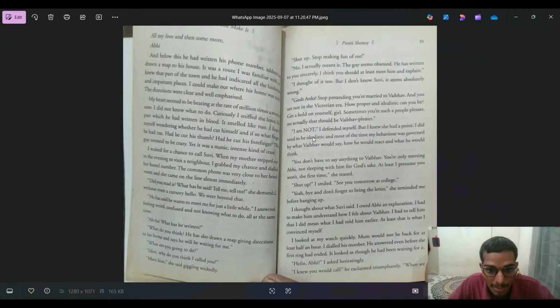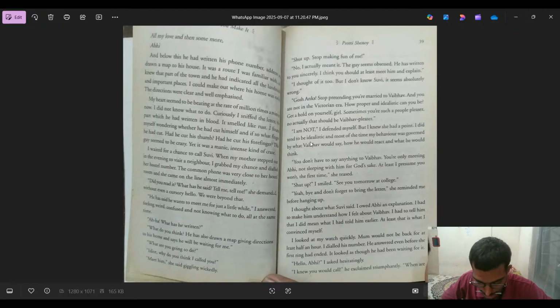"Boss, stop pretending you are married to him, and you are not in the Victorian era. How proper and idealistic can you be? Get a hold on yourself, girl. Sometimes you are such a people pleaser." "I'm not," I defended myself, but I knew she had a point. I did tend to be idealistic, and most of the time my behavior was governed by what Weber would say, how he would react, and what he would think.